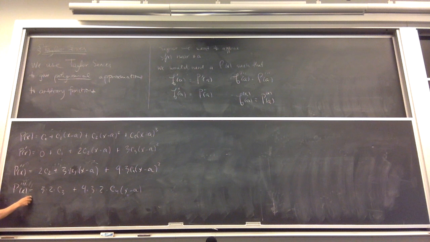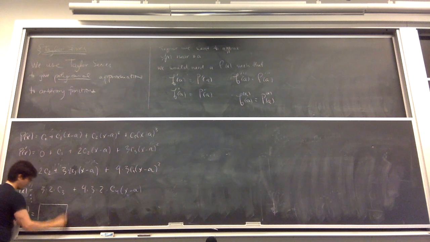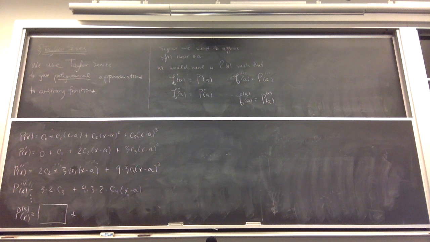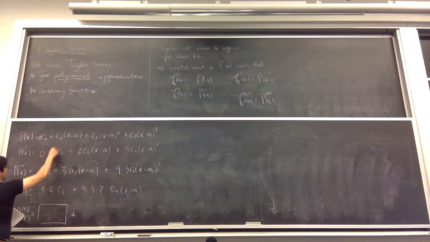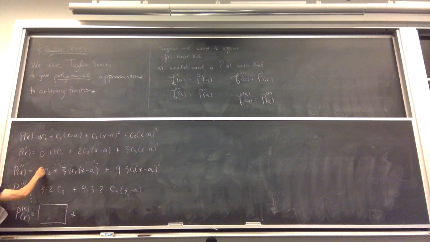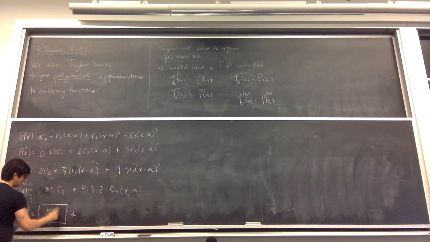What does the kth derivative look like? All I really care about is this leading term. What is it? I can give you some hints. C0 originally had the coefficient 0 factorial. C1 actually has the coefficient 1 factorial. C2 actually has the coefficient 2 factorial. This actually is 3 factorial. K factorial times CK. Follow?